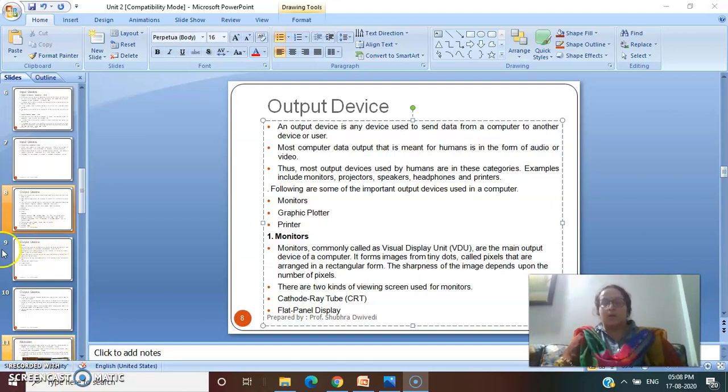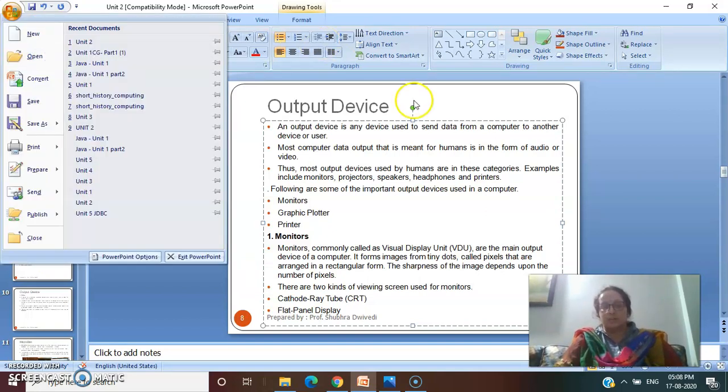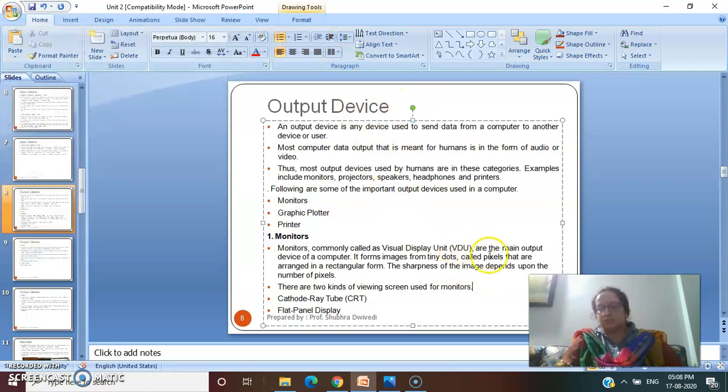What is a monitor? Monitor is also known as your visual display unit. What is it known as? It is known as visual display unit, which is a main part of the computer. It forms images from tiny dots called pixels. Whatever image you are creating on the output screen is made from small dots. What are those dots called? Those dots are known as pixels. So a pixel is the smallest unit which helps you in creating the image.